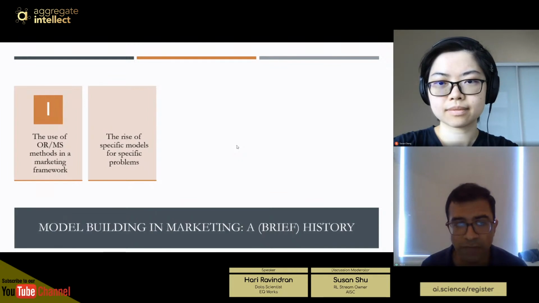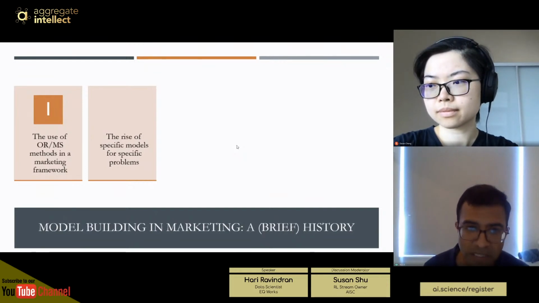So very naturally, when you encounter the second era, you see the rise of specificity. There's a proliferation of models, and now you have very specific models being developed for very specific problems.